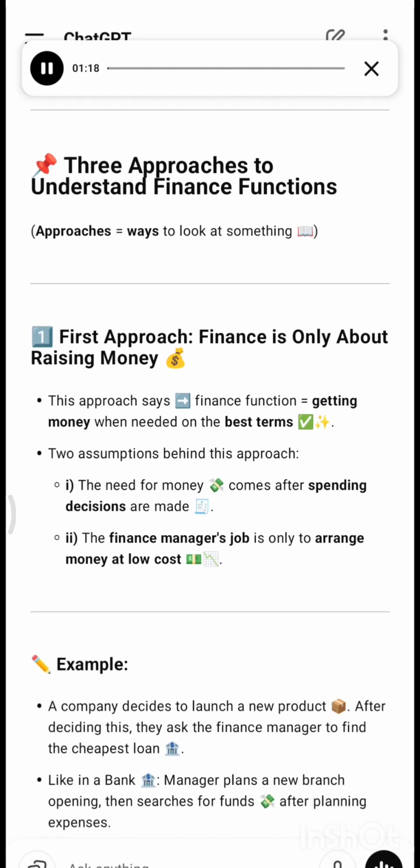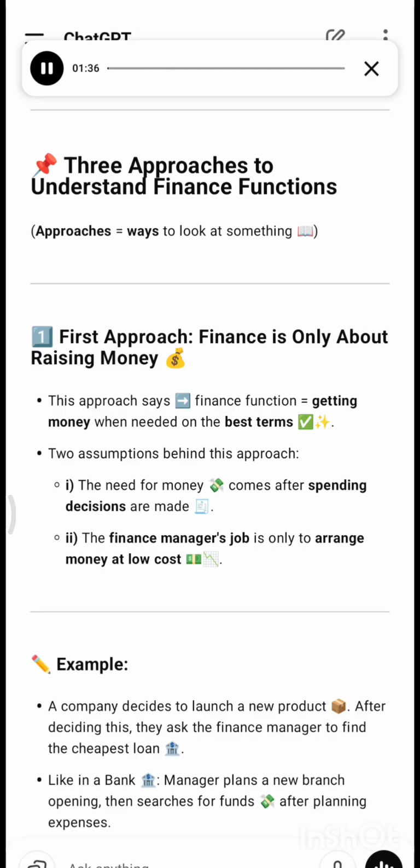3 approaches to understand finance functions. Approaches equals ways to look at something. 1. First approach. Finance is only about raising money. This approach says finance function equals getting money when needed on the best terms.